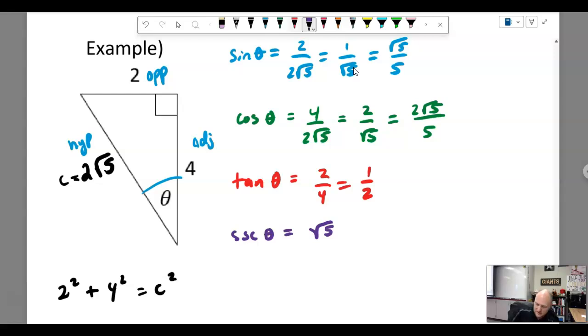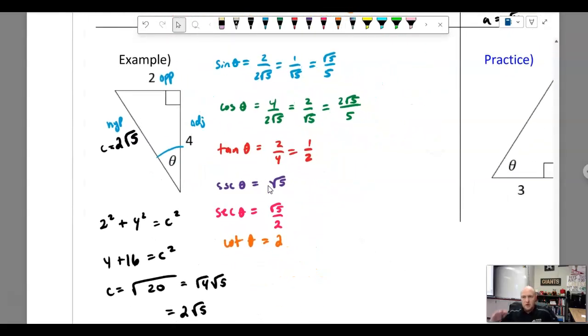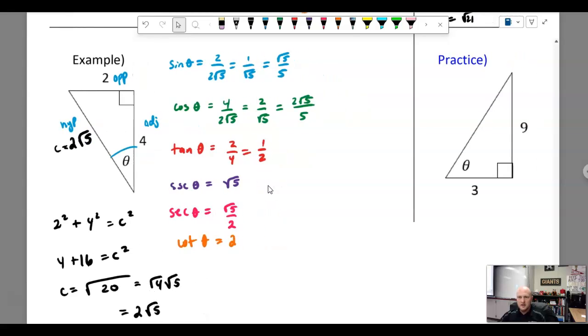The reciprocal of sine. Secant, what's its reciprocal function? Did you say cosine? Very good. And I'm going to take this form, right? I already reduced, so I have square root of 5 over 2. And last but not least, cotangent of theta, the reciprocal of tangent, which is just going to be 2. Okay? So there you go. Not a lot of difficulty.